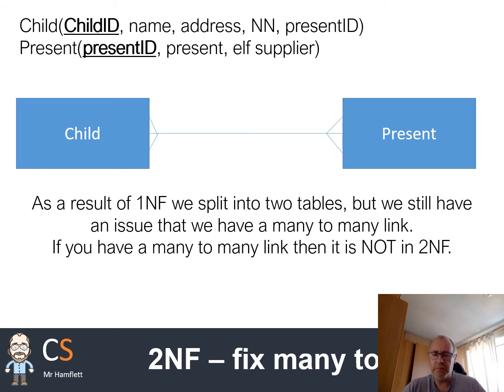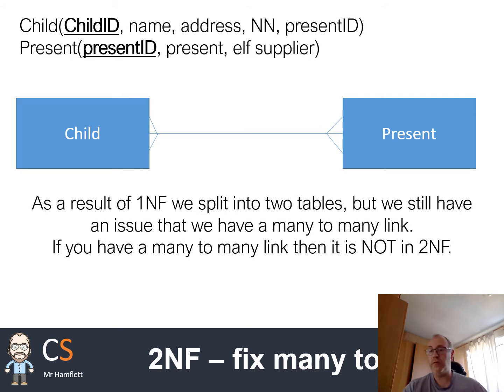Okay. Now a child can have potentially many presents, and a present could be given to many different children. What we mean by that is not that each child gets the same present, kind of share it. It's more a case of we might have two children getting the same thing, but separate items. So for example, two children might get a toy car. So we have a many-to-many link.